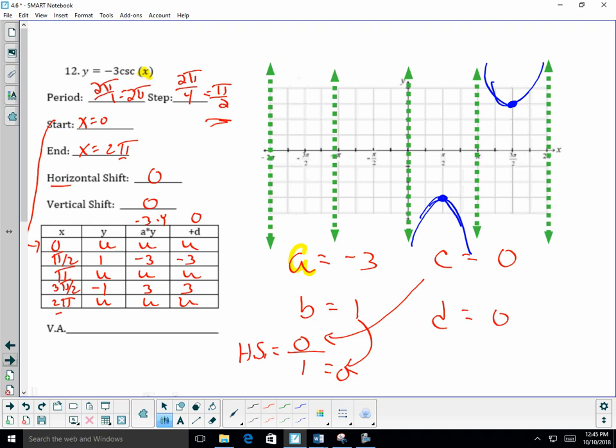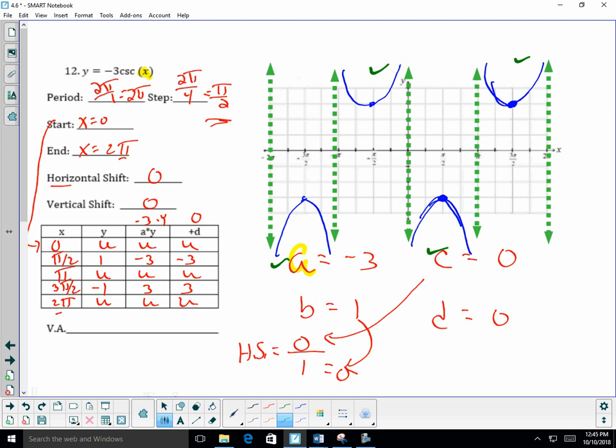Now when I go over here, I'm going to hit the middle point. I'm going to want to put that dot here so it goes every other one. So what I'm saying here is I have a low parabola, then I have a high parabola. Low parabola, high parabola, and you have to alternate with that. And that is my graph of -3 cosecant x.